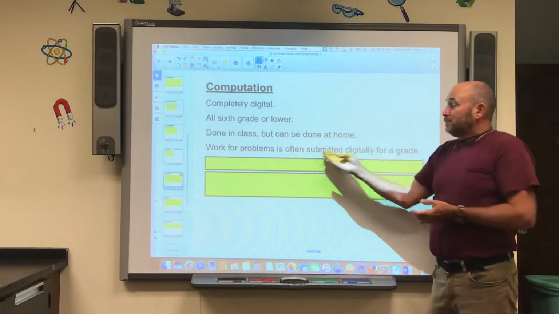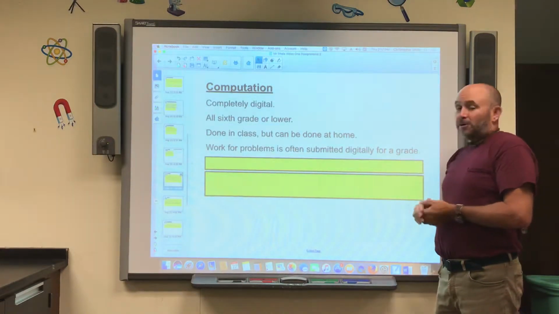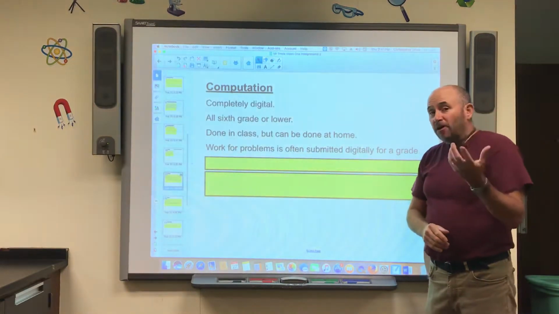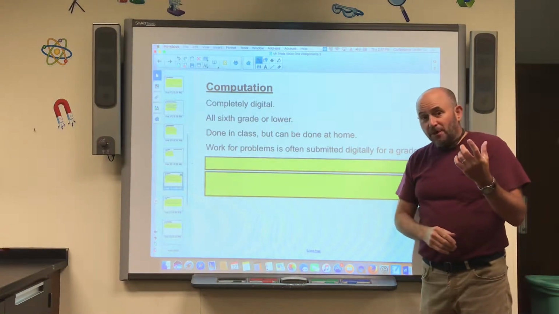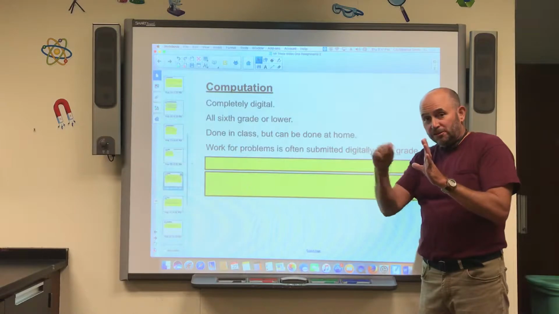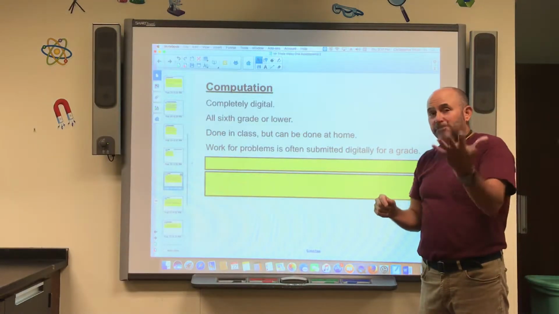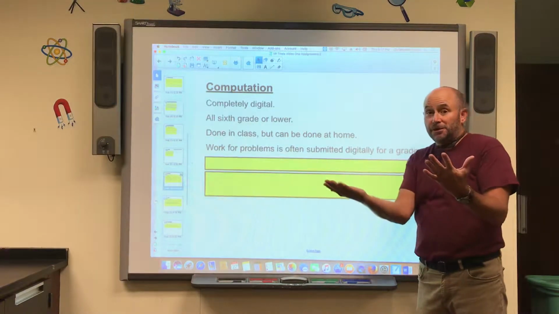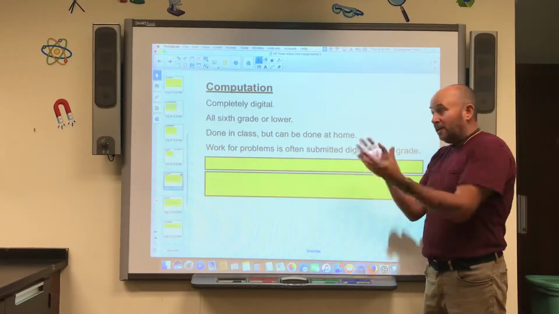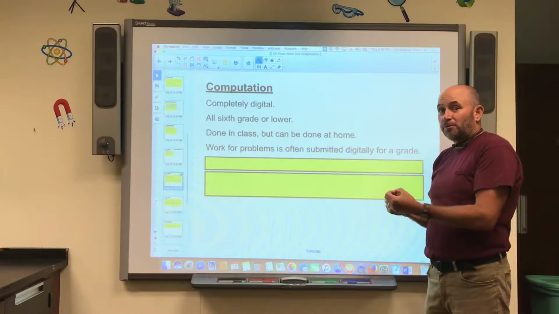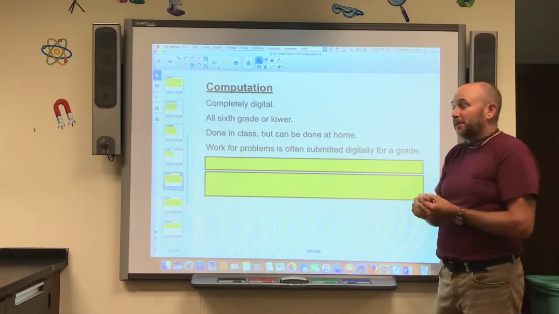Work for the problems is often submitted digitally for a grade. So I might give a computation assignment, and your child would complete the computation on paper, and then they would submit their answers digitally and then submit a copy of their work digitally so that I can actually see how they're doing their work, setting up their problems, and we can check whether or not they're being accurate.